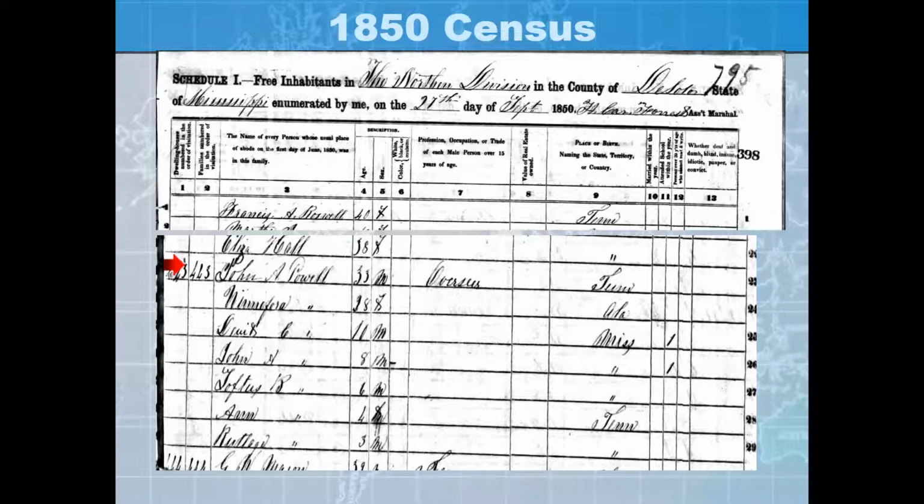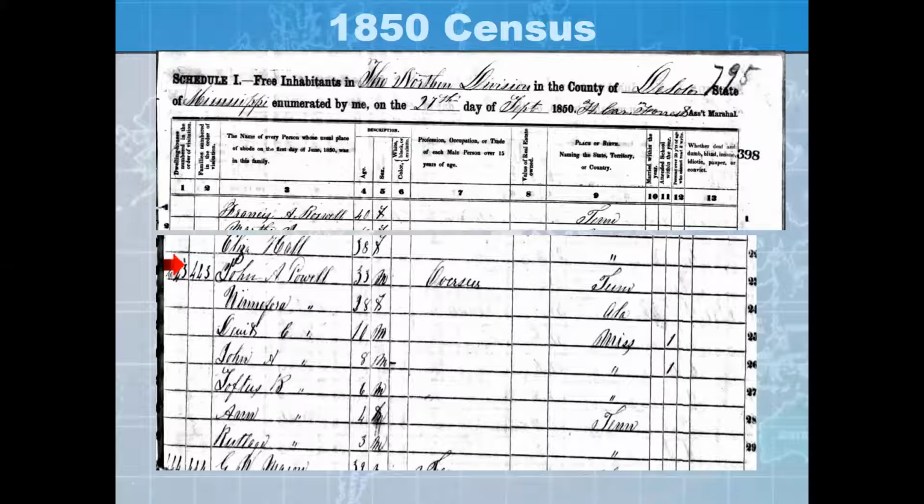The census asks for the occupation of males over 15 years of age. John Powell was listed as an overseer. The value of real estate, there is nothing recorded under real estate value. Perhaps as an overseer, he doesn't own any property.